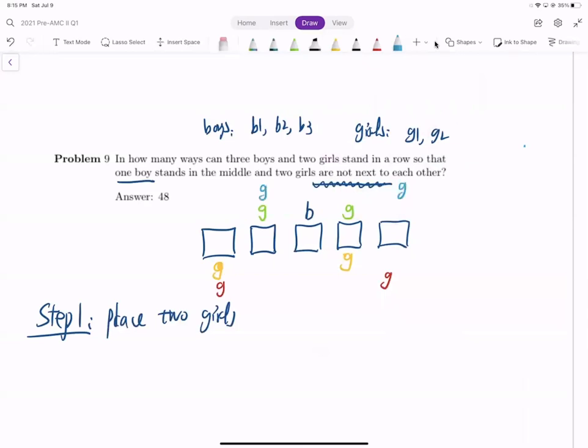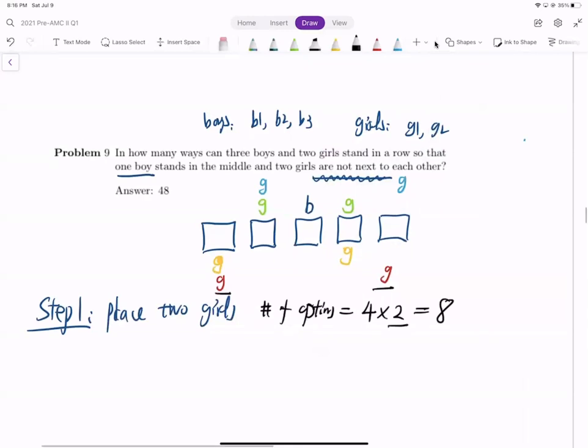All right. Then the number of options, just to accommodate 2 girls, equals 4. And you have to multiply by 2. Why do you multiply by 2? That's because you can switch them, right? For each placement, you can switch them. So you have 8 ways to place 2 girls.